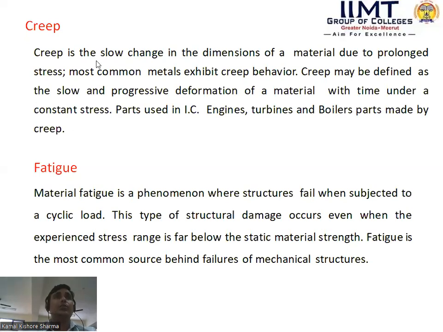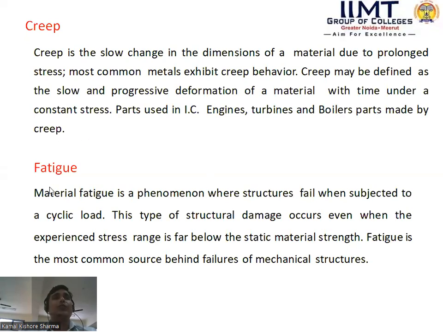Another property is creep. Creep is slow change. It is called progressive permanent deformation. The change in the dimension of material due to prolonged stress. लगातार stress दिया जाता है. Most common metals exhibit creep behavior. Creep may be defined as slow and progressive deformation of material with time. Time के respect में deformation होता है, under a constant stress. Parts used in IC engines, turbines, boilers are affected by creep.